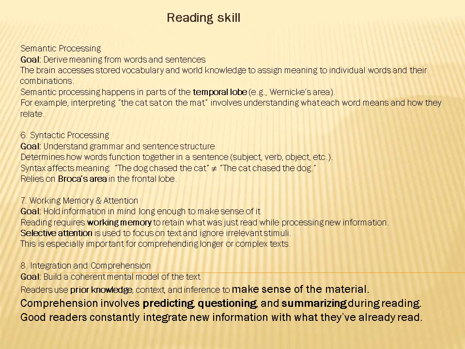Reading skill. 5. Semantic processing. Goal: derive meaning from words and sentences. The brain accesses stored vocabulary and world knowledge to assign meaning to individual words and their combinations. Semantic processing happens in parts of the temporal lobe, e.g., Wernicke's area. For example, interpreting "the cat sat on the mat" involves understanding what each word means and how they relate.